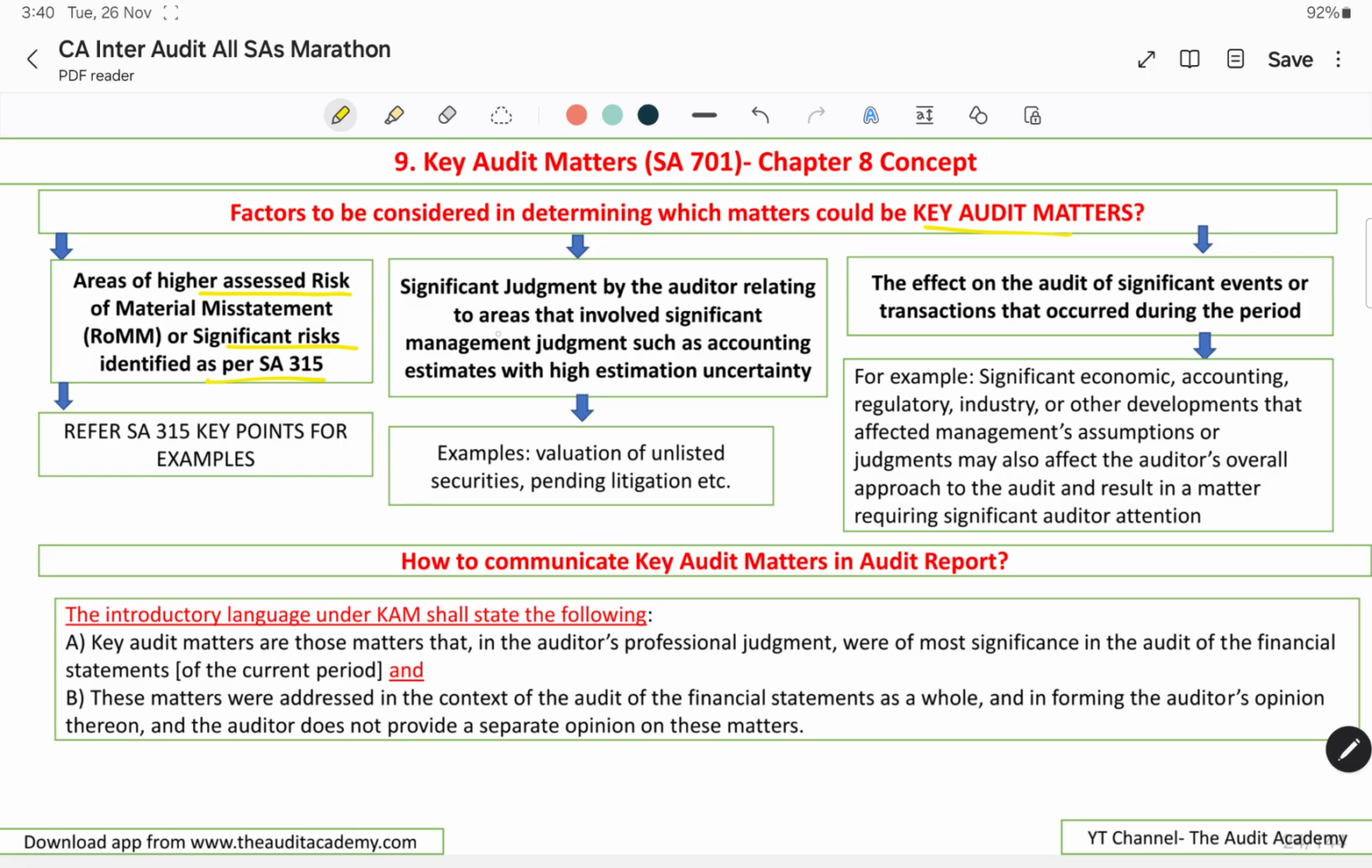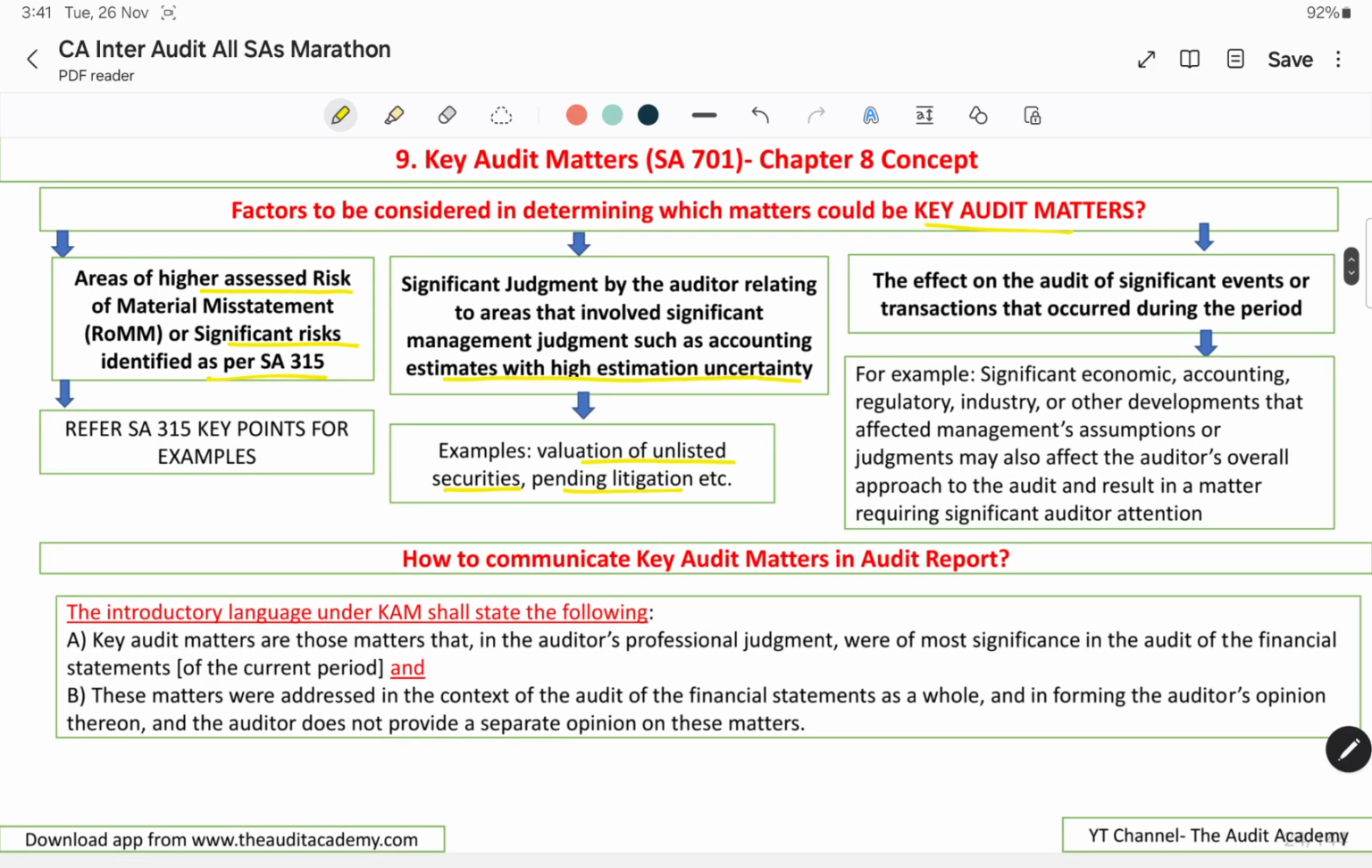Significant judgment by the auditor relating to the areas that involve significant management judgment, such as accounting estimates with a high estimation uncertainty. For example, valuation of unlisted securities, pending litigations, etc. And the effect on the audit of a significant event or transaction that occurred during the period. For example, significant economic, accounting, regulatory, industry, or other development that affected the management's assumption or judgment may also affect the auditor's overall approach to the audit and result in a matter requiring significant auditor attention.